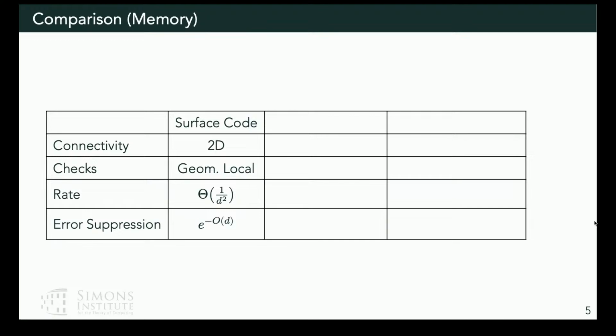So okay, the first thing that we can compare to is, say, surface codes. It's 2D. It only uses 2D connectivity. It has geometrically local checks, and it has this trade-off between the rate and the error suppression. If we want constant rate or anything close to constant rate, we're going to pay by having almost no error suppression.